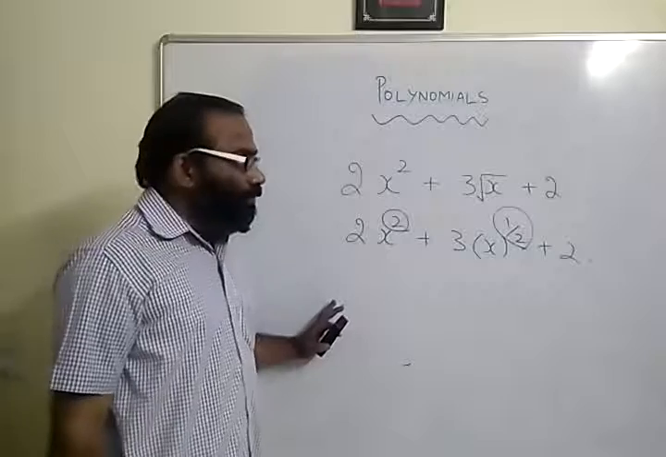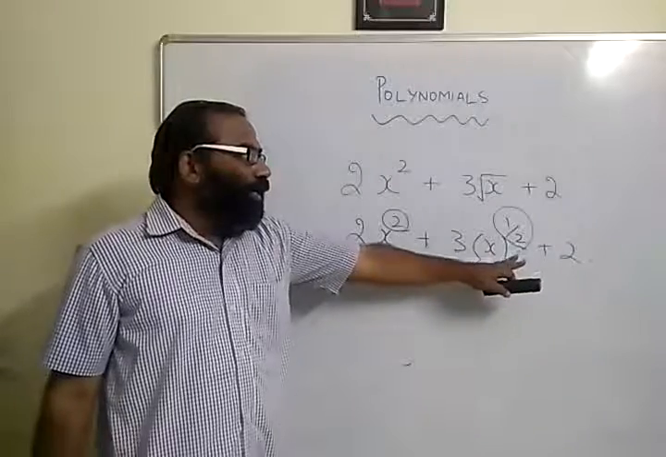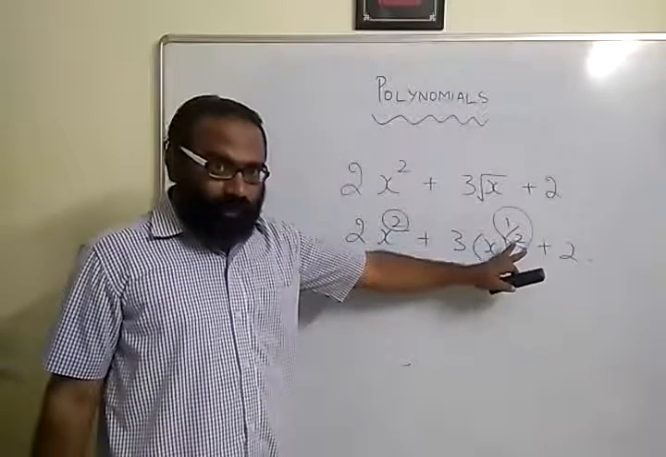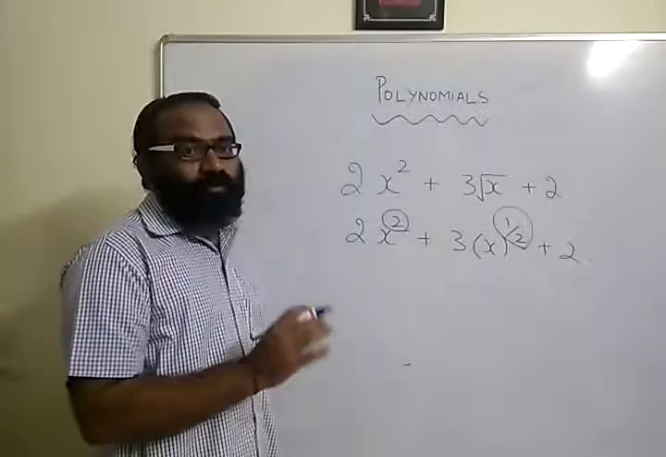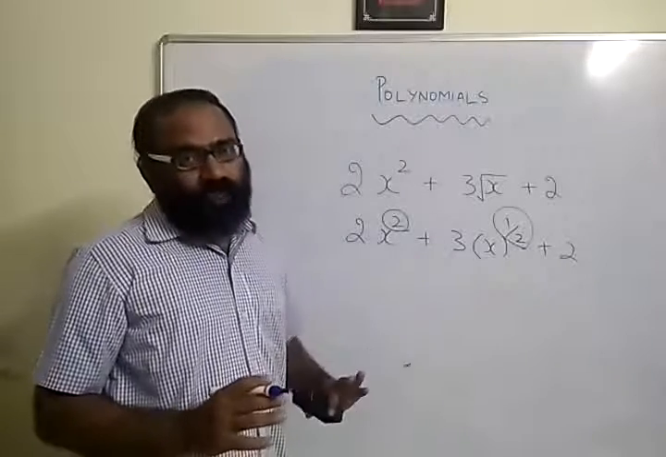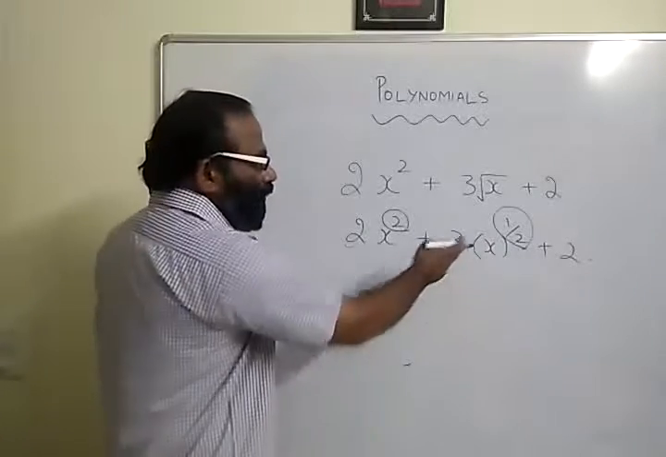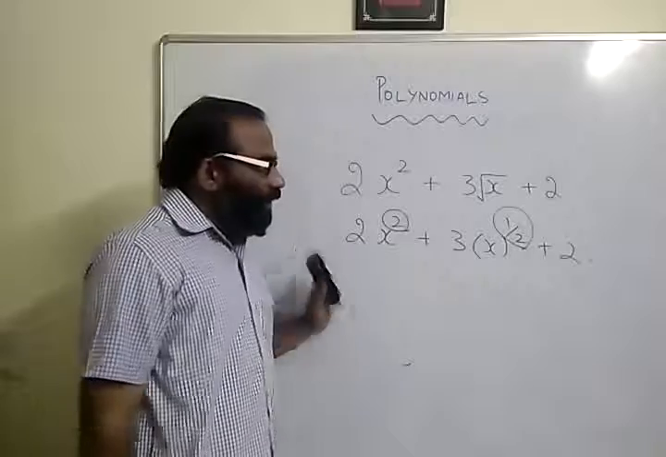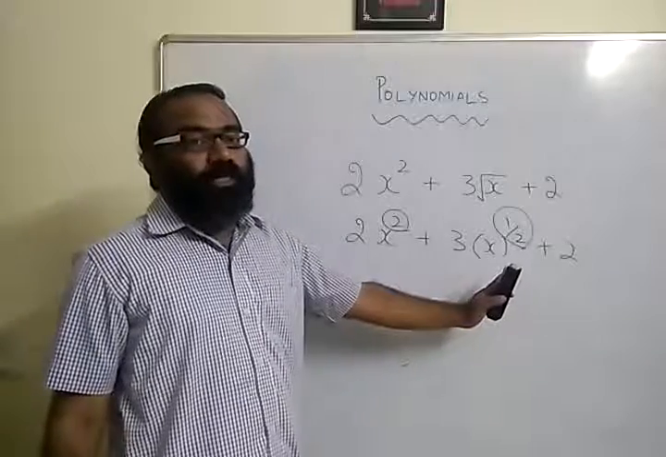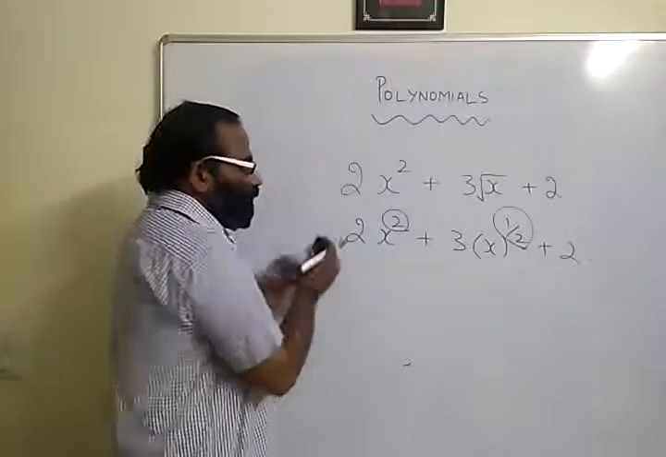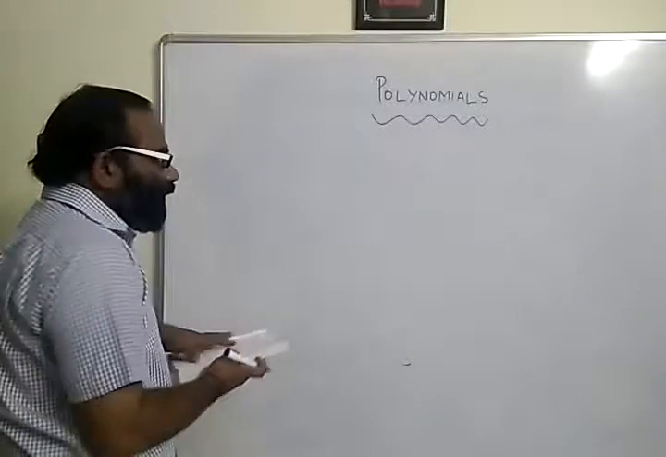The important thing to remember is that when you are looking for polynomials, the polynomials will have only non-negative integral powers. 0, 1, 2, 3 can be there, but it cannot be 1 by 2 or any such fraction. So because this term has a power of 1 by 2, this is not a polynomial. This is an algebraic expression, but it is not a polynomial. So let us look at a few questions and see if we can find out whether they are polynomials or not.